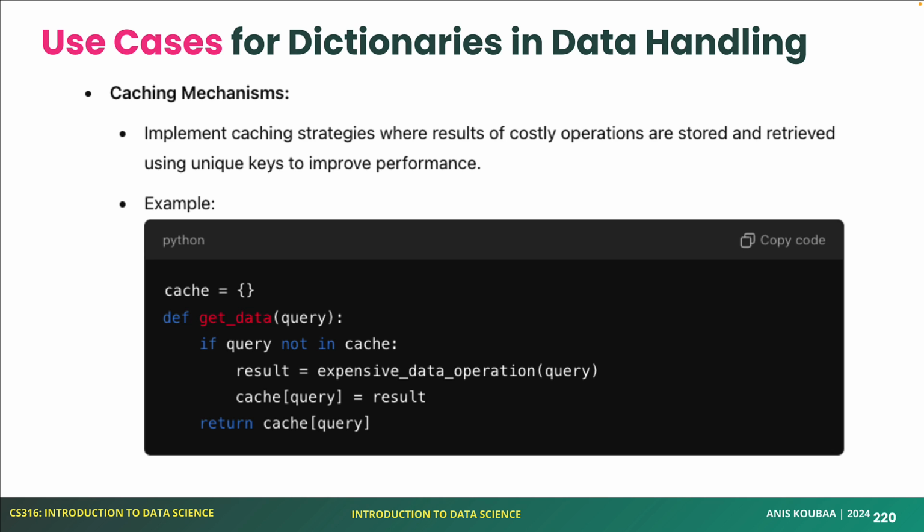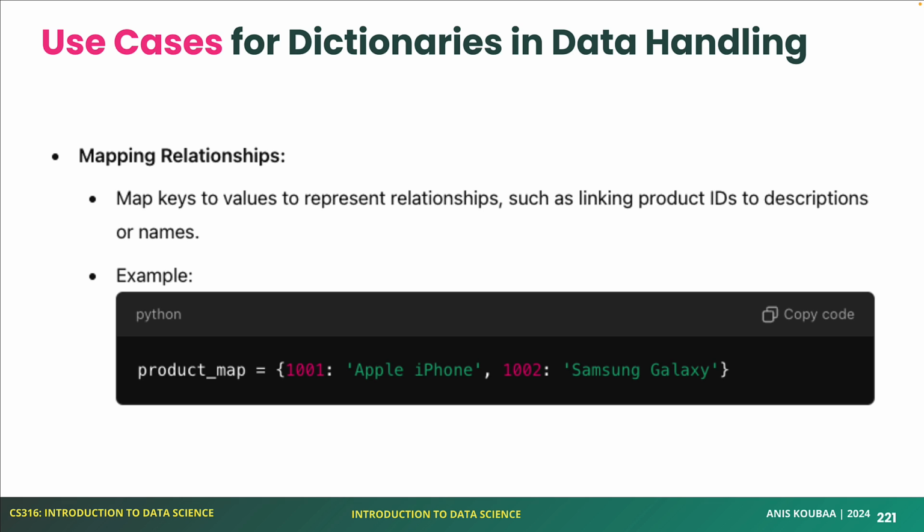And the good thing is that dictionaries have the concept of keys, which allows you to give a semantic name to any variable that you want to retrieve later on. They are also used for creating mapping relationships, where we map keys to values to represent relationships, such as linking a product ID to descriptions or names.